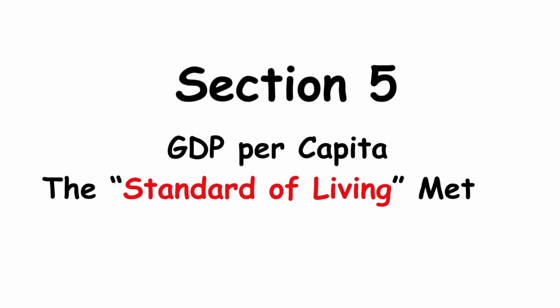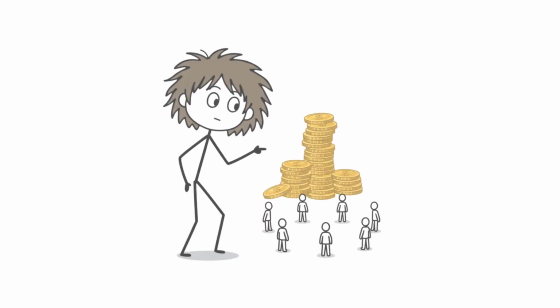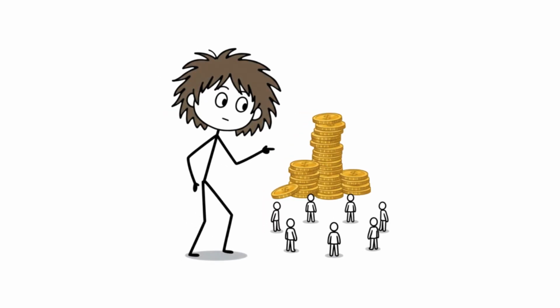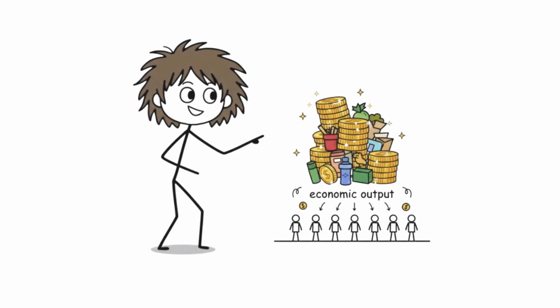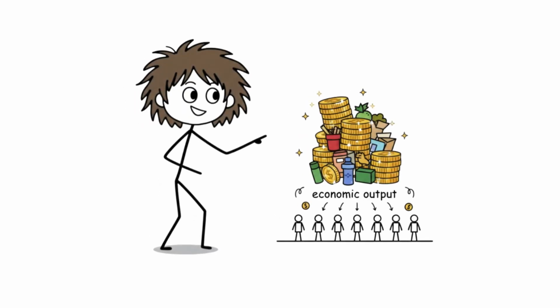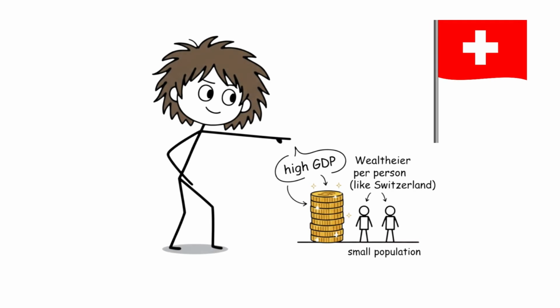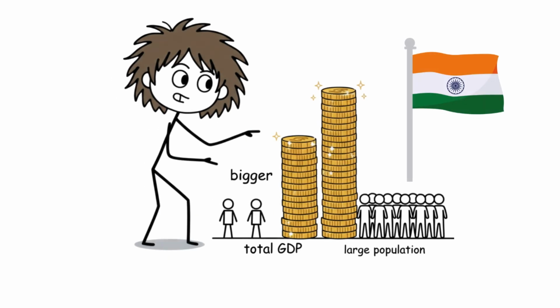Section 5. GDP per capita, the standard of living metric. You might also hear GDP per capita. That's just GDP divided by the number of people. It shows how much economic output each person on average contributes or benefits from. So, a small country with high GDP per capita, like Switzerland, can be wealthier per person than a huge country like India, even if India's total GDP is bigger.